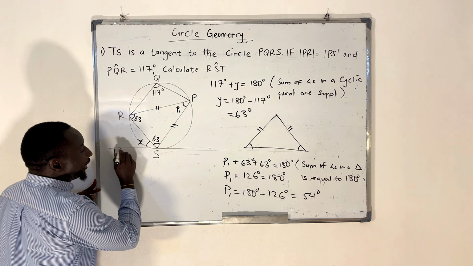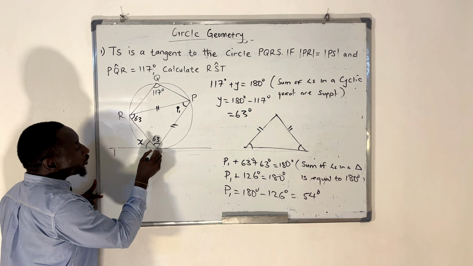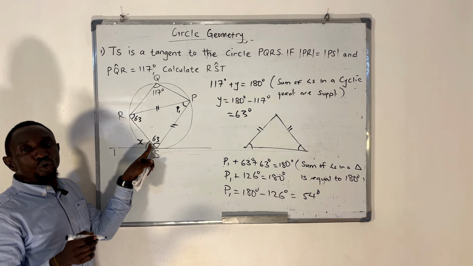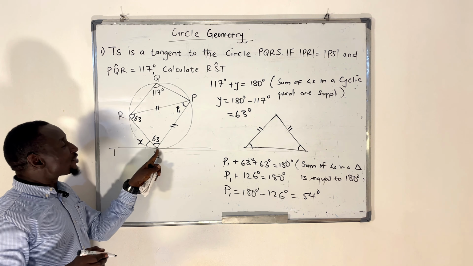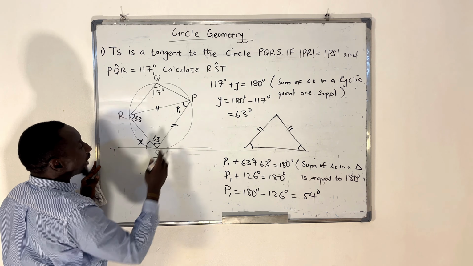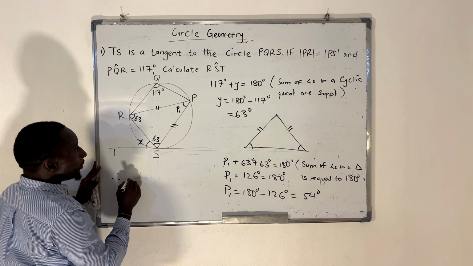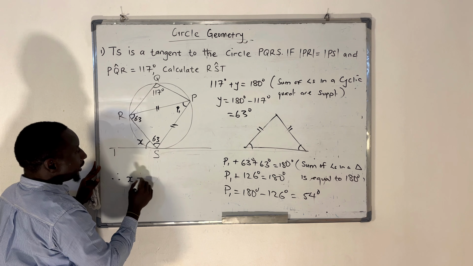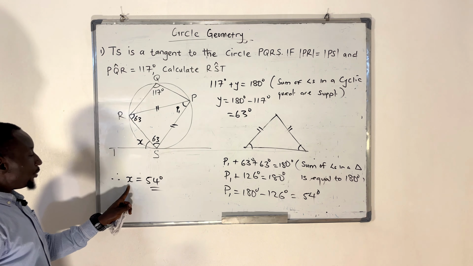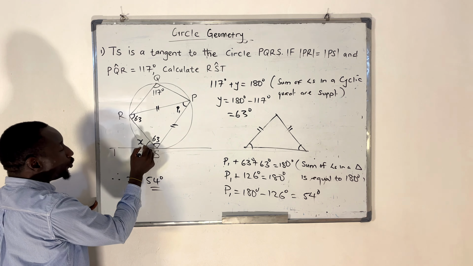Now, look at this, this is a tangent. And from the point of contact, a line is drawn. Now, the angle which this chord forms with the tangent is equal to the angle in the alternate segment. Now, this angle is in the alternate segment, or opposite segment. So, therefore, X is equal to 54 degrees. Applying that theorem, X is equal to 54 degrees. So, since this is 54, this angle is equal to 54 degrees.